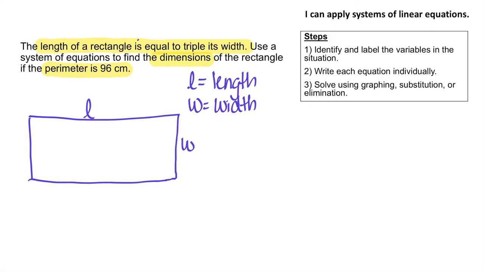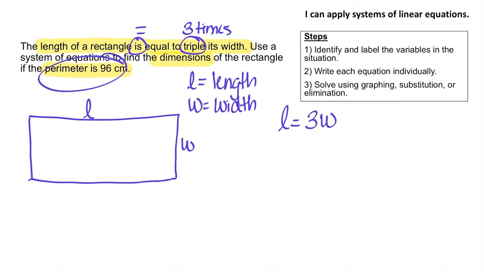So let's write this first equation. It says length is, remember, is means equals, triple, remember, means 3 times, and then we have width. So let's translate that first sentence into a math equation. We have L equals 3W, right? Length equals 3 times width. And then it tells us that the perimeter is 96.